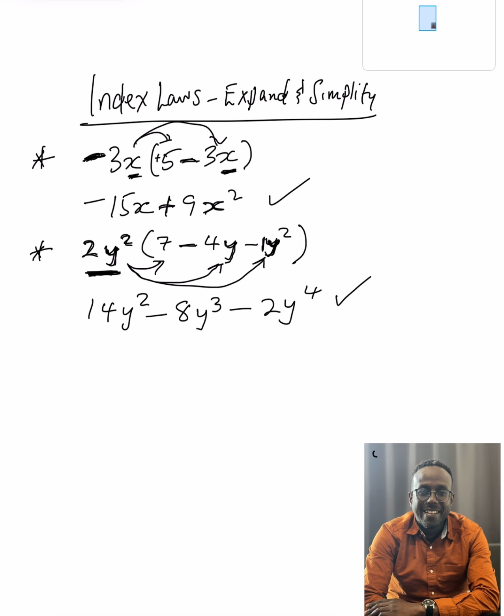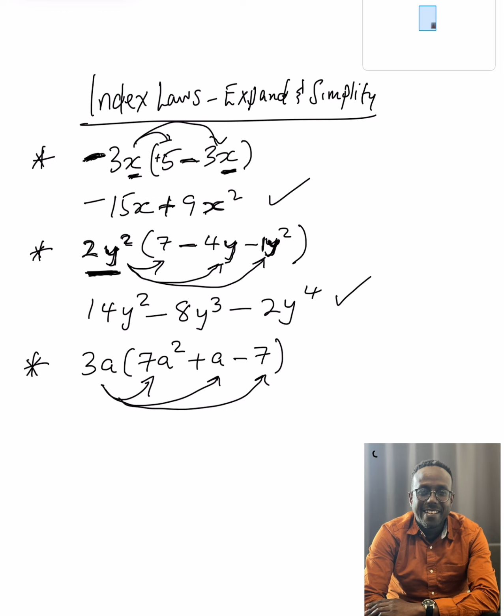I will do another one, then I will give you two questions to try out. The next one I will do here is 3a, open bracket, 7a squared plus a, and then minus 7. Now remember we are multiplying 3a times 7a squared, like that and like that.